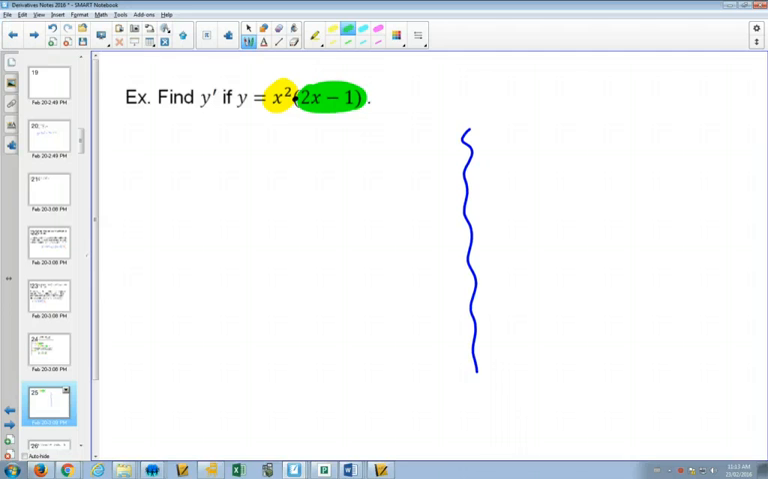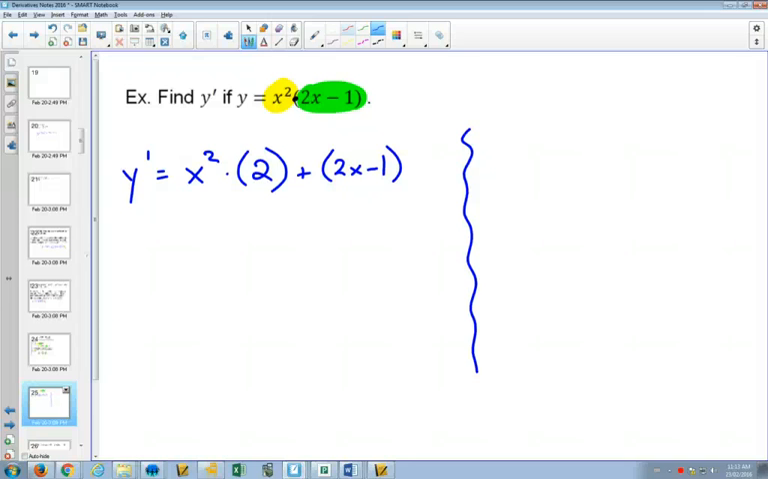So the product rule says keep one of them the same, so if I keep the first one the same, and then multiply it by the derivative of the second one. What's the derivative of the second one going to be? Just 2. Plus, now I'll keep the second one the same, multiplied by the derivative of the first one, which is 2x.